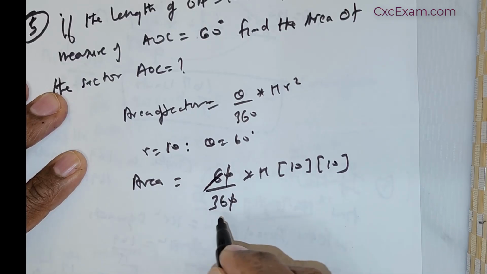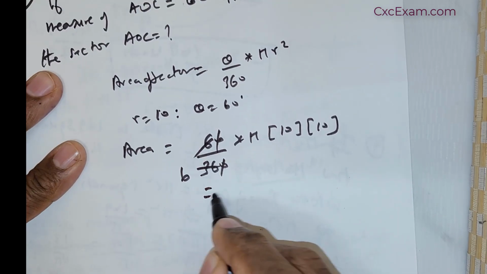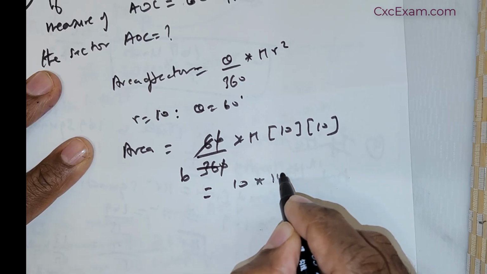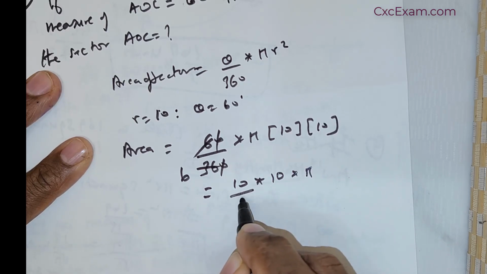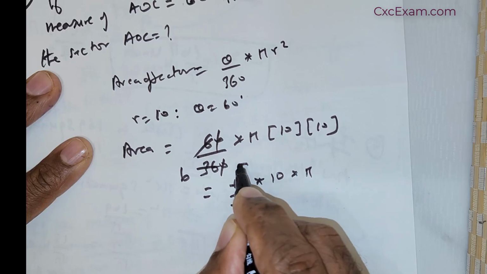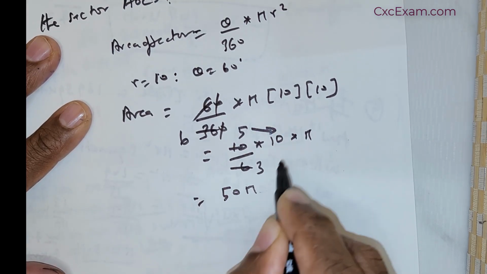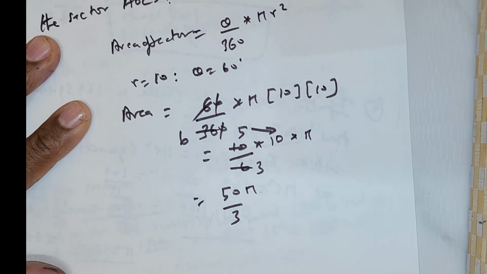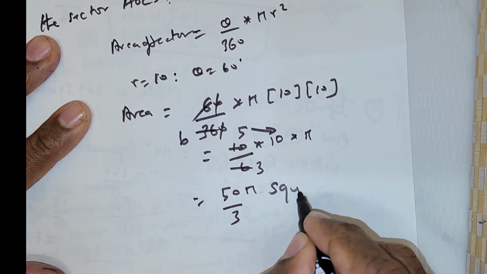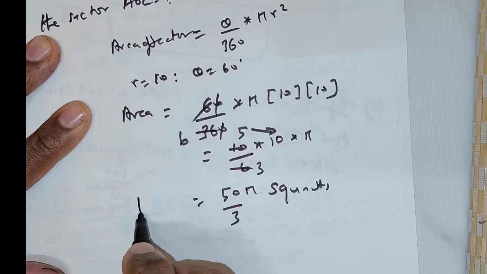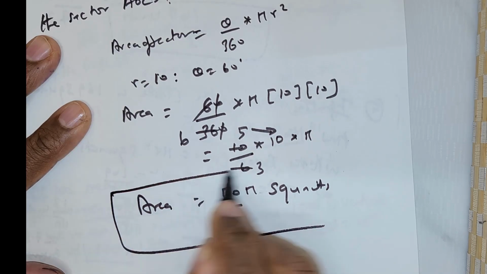So 0, 0 gets cancelled. This divides here 6 times. So you have 10 multiplied with 10 times pi divided by 6. 2 divides here 3 times, 2 divides here 5 times. 5 into 10 is 50. You have a pi there and a 3. Now since we are dealing with area, this is going to be square units. So this is the area of the sector.